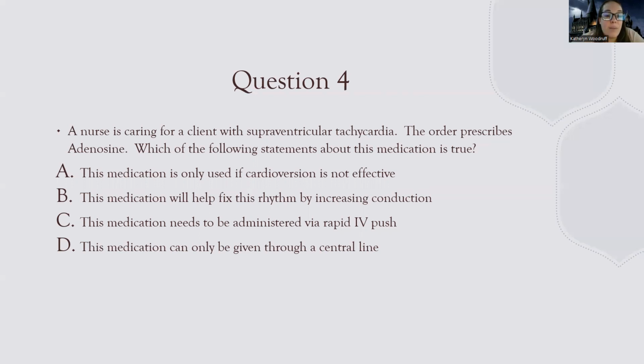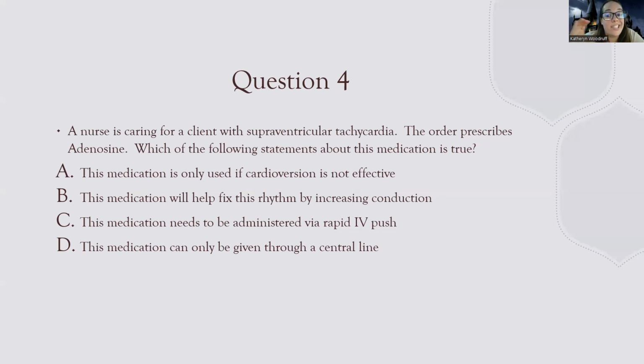This medication needs to be administered via rapid IV push. Well, I don't like that word rapid. That's very extreme. But I know this medication has some special precautions. It's the only one that I'm not sure about, or I'll say maybe so far. And then this medication can only be given through a central line. I'm going to say no. I don't think this is one of the ones that you need a central line to give, because people get this rhythm all the time. And if they're sitting there waiting for a central line to get this med to save their life, I don't think that'd be very wise. It doesn't seem as reasonable.